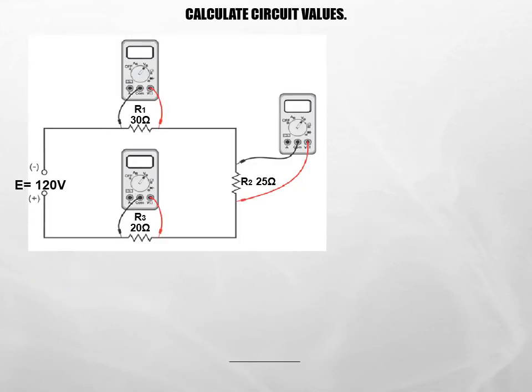Here we are back to our circuit that we worked on before, where we had 30 ohms, 25, and 20 ohms. We had an RT of 75 ohms, and we had calculated a current of 1.6 amps. And when we did this problem before, we calculated the three voltages to be 48, 40, and 32.